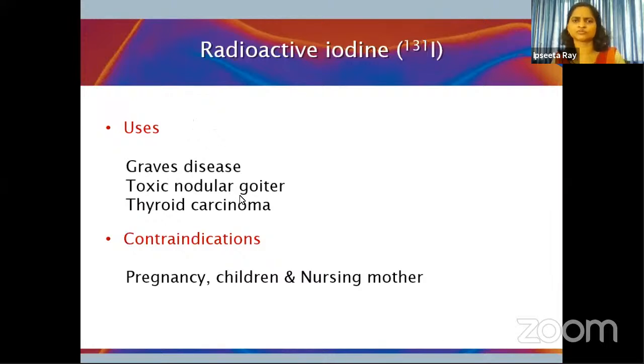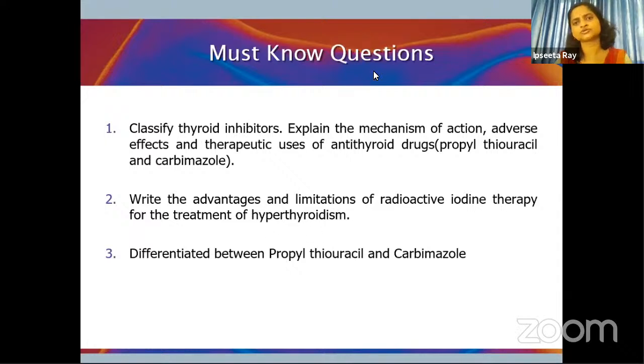Uses: basically the hyperthyroid conditions which we discussed: Graves' disease, toxic nodular goiter, thyroid carcinoma. Radioactive iodine can be used, and it is contraindicated in pregnancy, children, and nursing mothers. Must-know questions under this topic: classify the thyroid inhibitors, explain mechanism of action, ADRs and uses of anti-thyroid drugs, mainly propylthiouracil. Write advantages and limitations of radioactive iodine therapy, and differentiate between propylthiouracil and carbimazole.